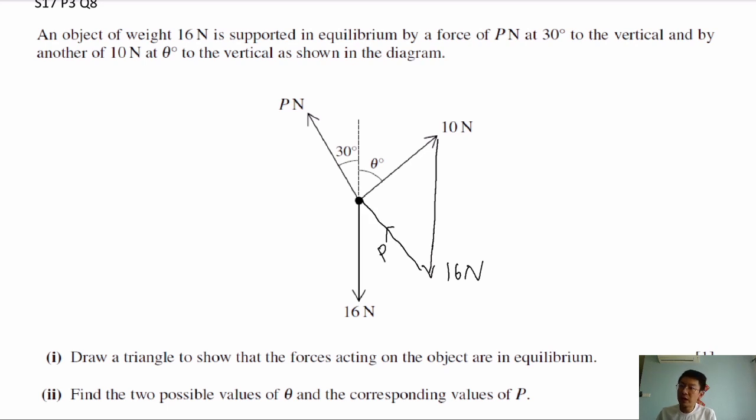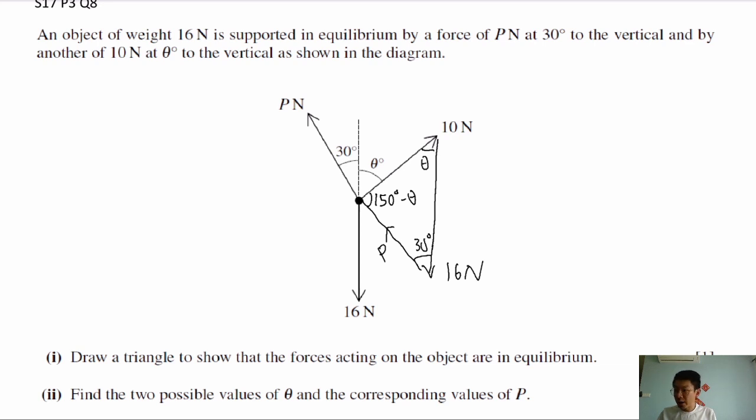Okay, so after they label the angle, the angle here is theta because of this Z shape, right? And we also have the 30. For this one we know this is 150 minus theta. That is where we get our triangle. So after that, we need to find the two possible values of theta and the corresponding values for the P.